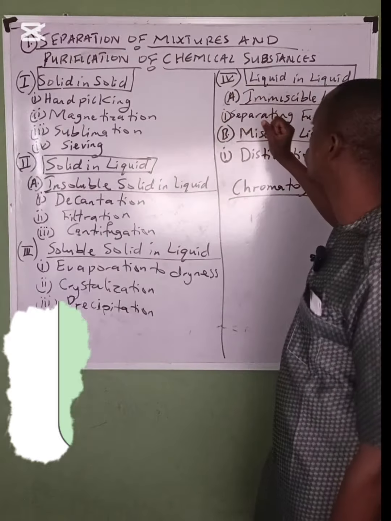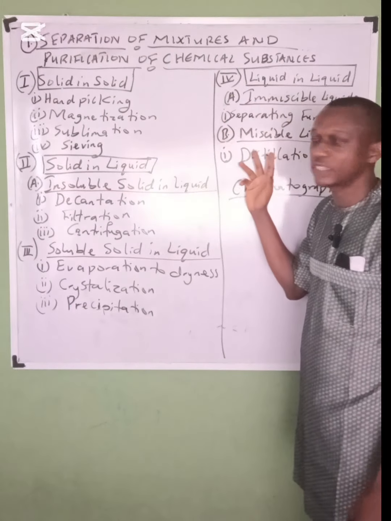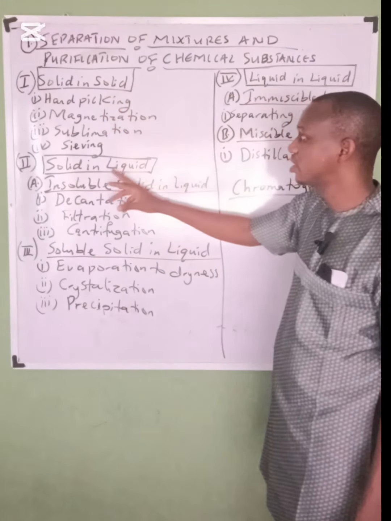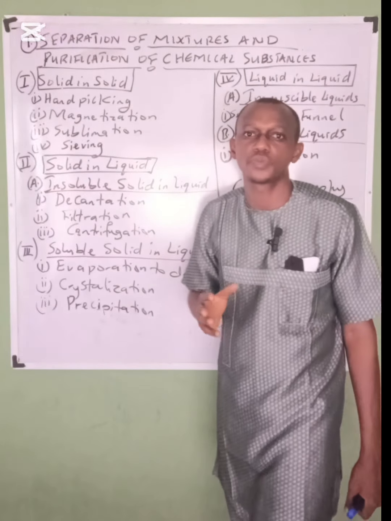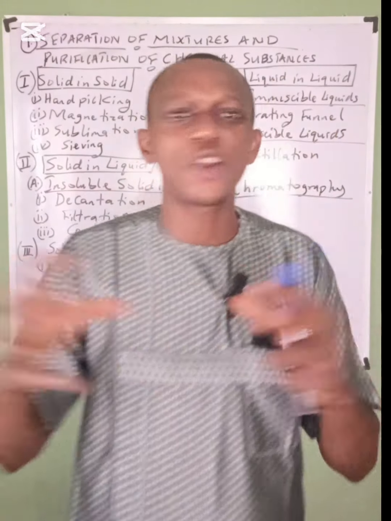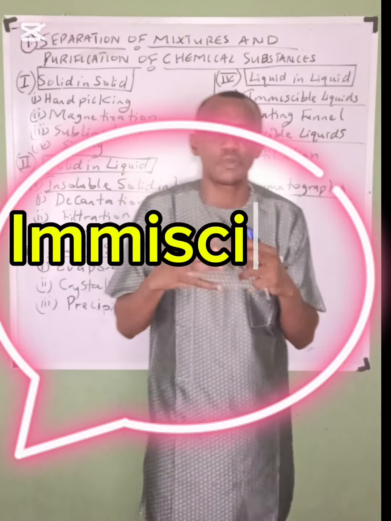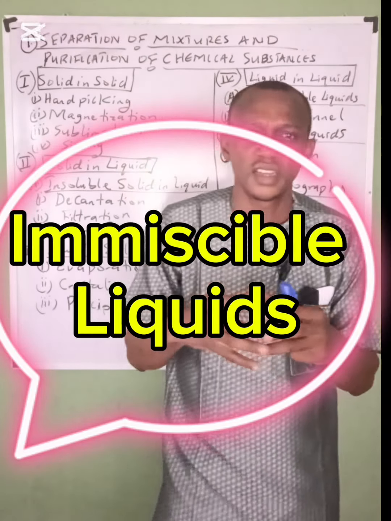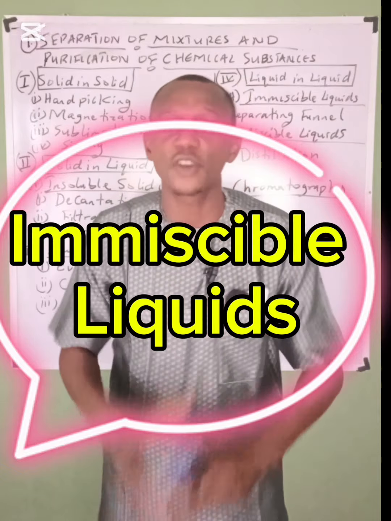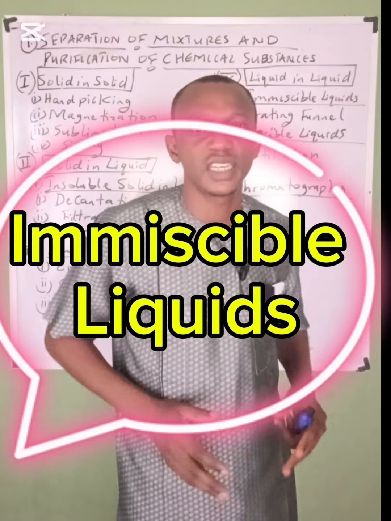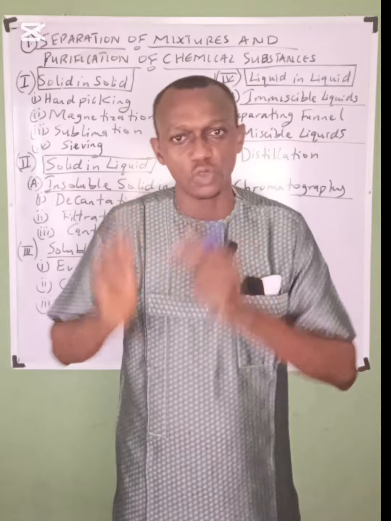Okay. Let's go to liquid in liquid now. That's the third, because we have done solid in solid, solid in liquid. We are now going to liquid in liquid. There are two categories to that also. Some liquids are not miscible. For example, kerosene and water are not miscible. Palm oil and water are not miscible. Petrol and water are not miscible, because all those I've mentioned, those organic solvents, cannot mix with water.